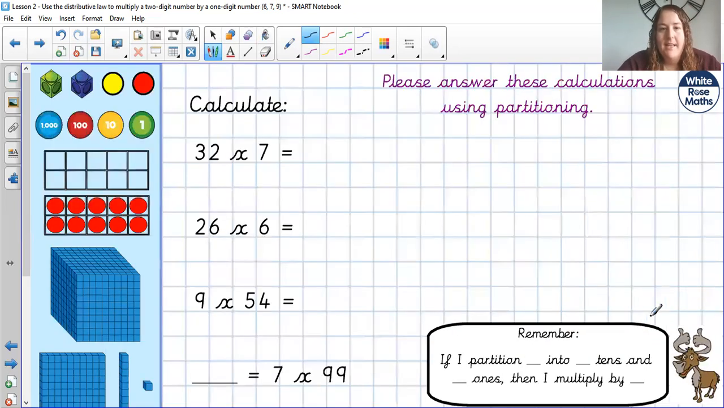Okay. This time it's your turn, so please try and answer these questions using that partitioning method today. And if you need to use Colin's phrase to help you, you're more than welcome to. Have a go at these yourselves. Try and draw out those grids if you can, as neatly as possible, but I wouldn't worry too much because these are your jottings. And then when you come back, we will go through the answers together. Good luck.